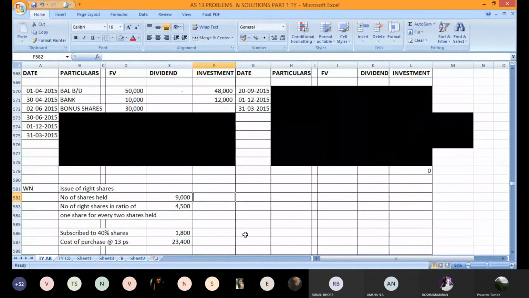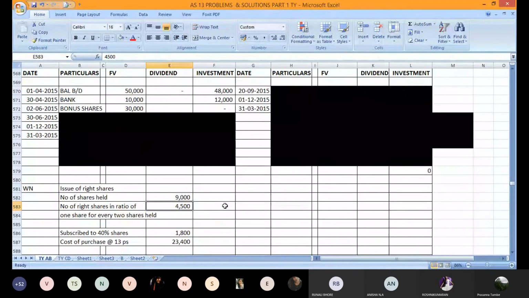I repeat the note so far. On the date of right issue, he is holding 9,000 shares. Face value is 90,000. You can see from face value column. So 9,000 shares are held. The right ratio is 1 share for every 2 shares held. So that means he will get eligibility to subscribe for 4,500 shares. But he will not subscribe to all because he has decided to subscribe only 40% portion.